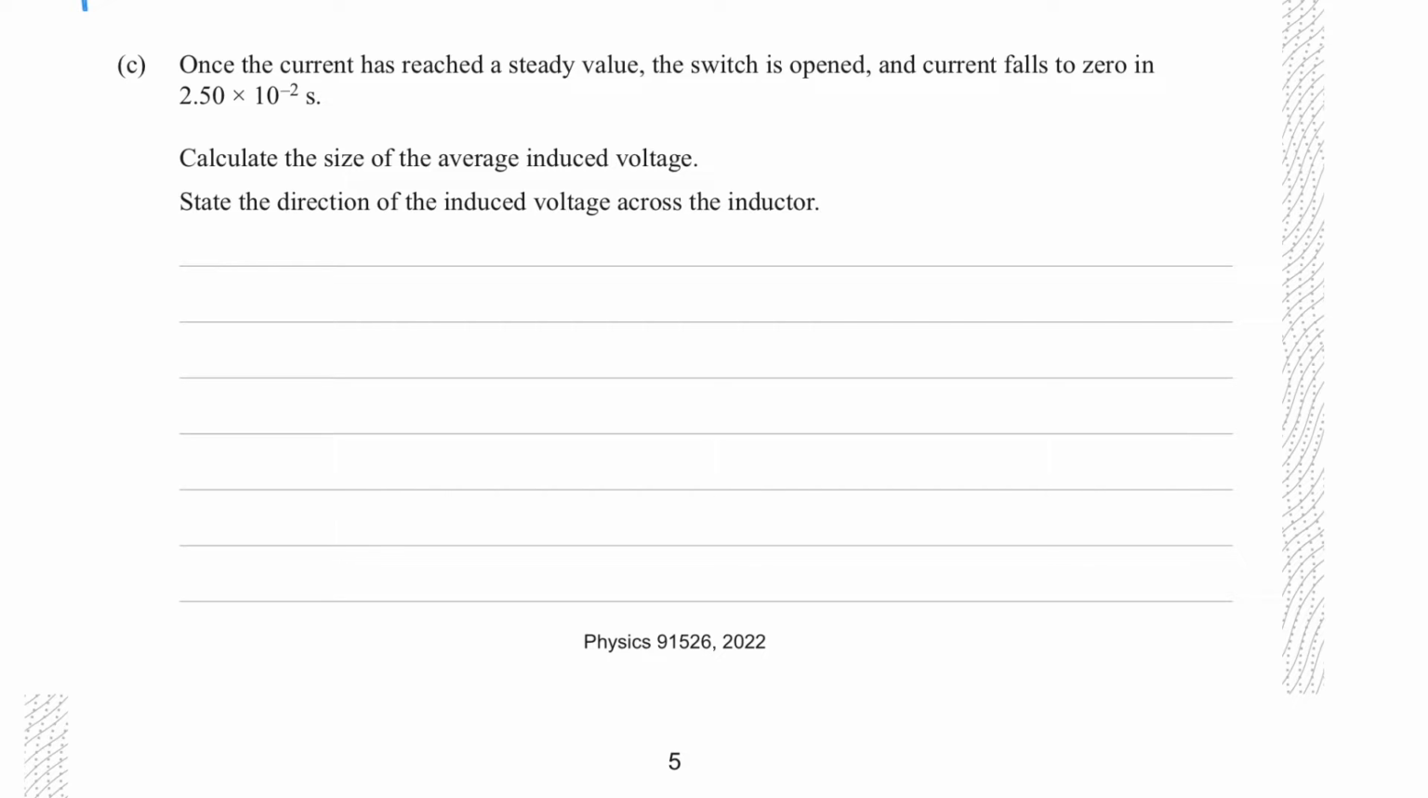Once the current has reached a steady value, the switch is open and the current falls to 0 in that time. Calculate the size of the average induced voltage and state the direction of the induced voltage across the inductor. So this is where we're getting into Lenz's law, Faraday's law. Faraday's law is going to give us the magnitude of the induced EMF, or induced voltage across the inductor.